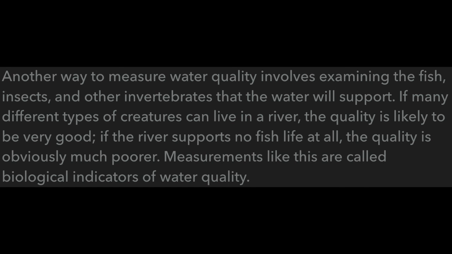Another way to measure water quality involves examining the fish, insects, and other invertebrates that the water will support. If many different types of creatures can live in the water, the quality is likely to be very good. But if the river supports no fish life at all, the quality is obviously much poorer. Measurements like this are called biological indicators of water quality.